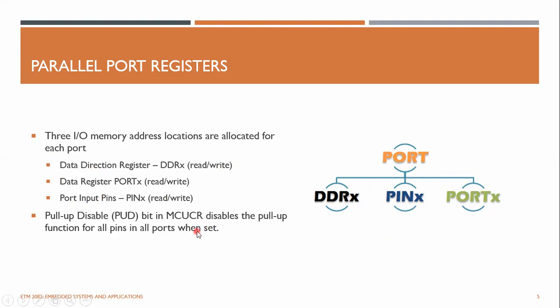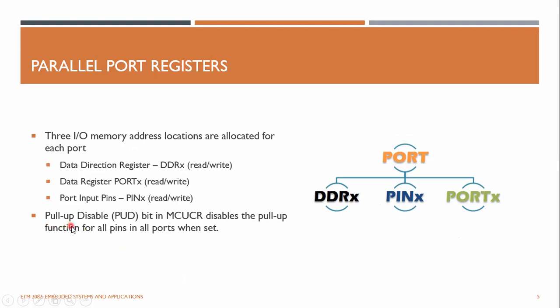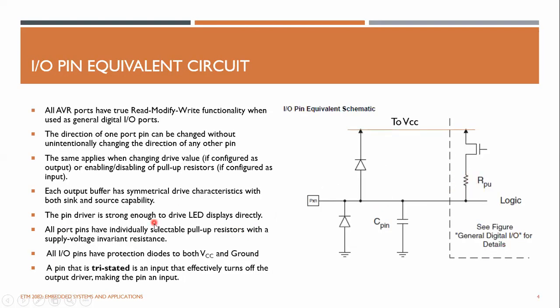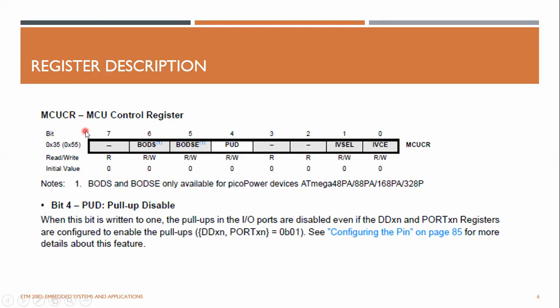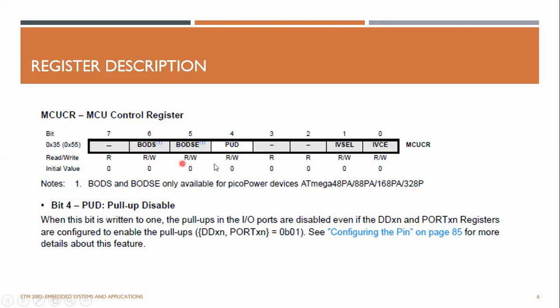And also, in most cases, you don't need to have this pull-up resistor. So by default, we have to disable it: the pull-up disable PUD bit in the MCUCR register should be set by writing digital high to this PUD bit, because most of the time we don't need this one, right? So this is that MCUCR register. This is how it looks.